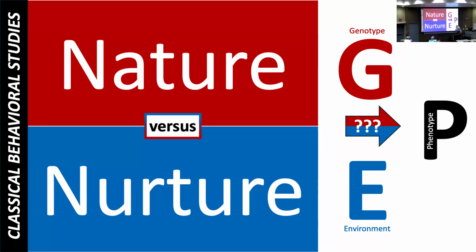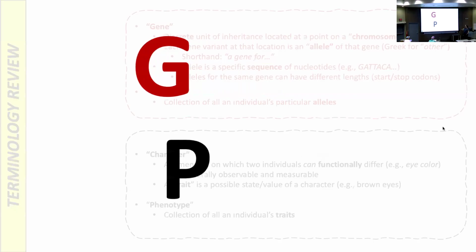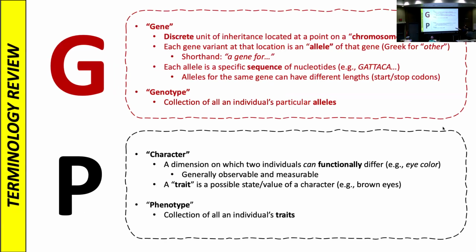And that's what we're going to be talking about today: is it G, is it E, to what extent is it one versus the other? When I talk about G, genotype, we have to remind ourselves what a gene is. This is all review: a gene is a discrete unit of inheritance located at a point on a so-called chromosome. A chromosome is a collection of these genes. Each gene variant at that location is an allele of that gene. It's Greek for other, so the existence of alleles suggests the existence of other forms at that gene. That's where allele comes from.